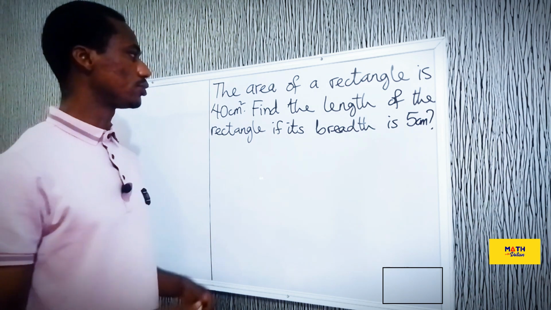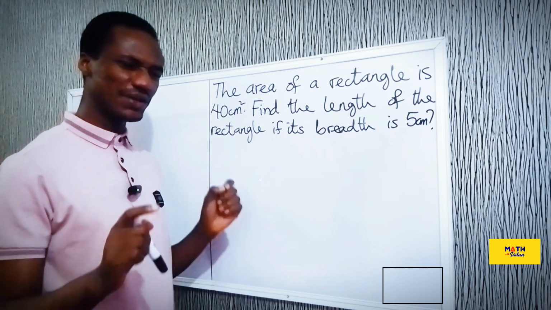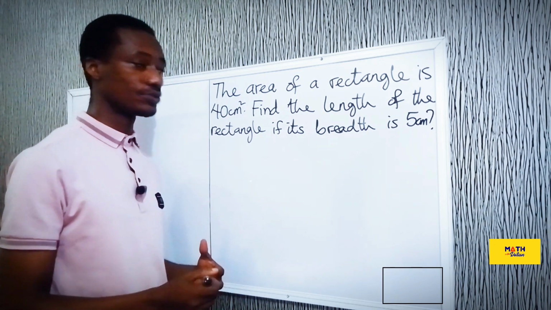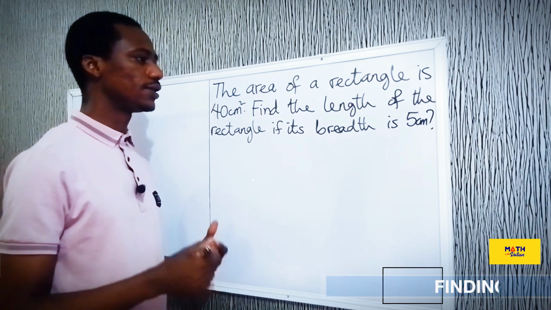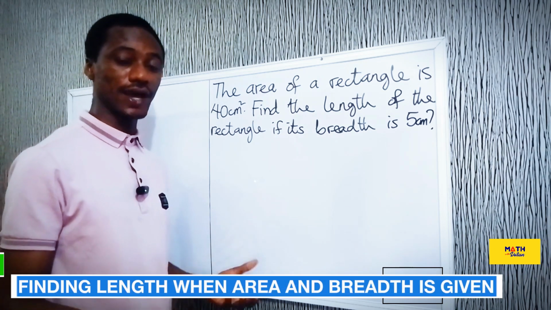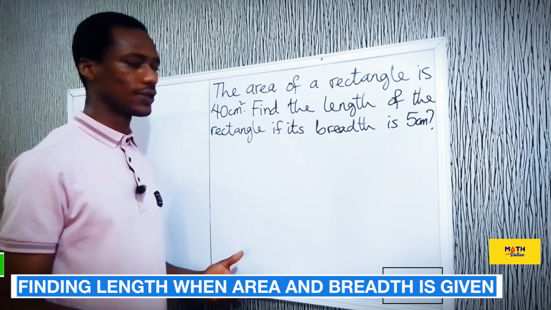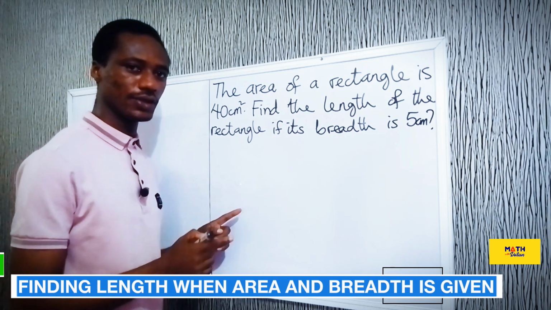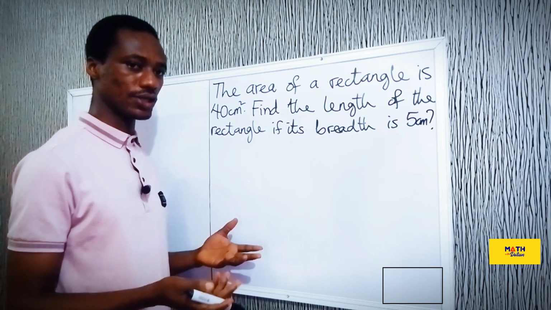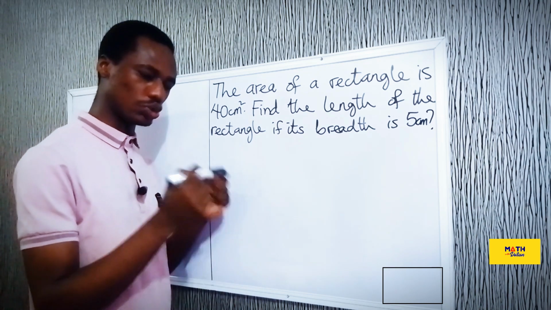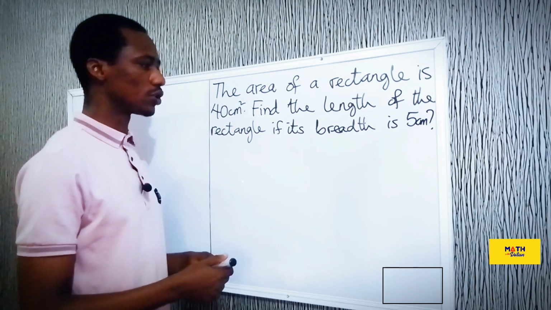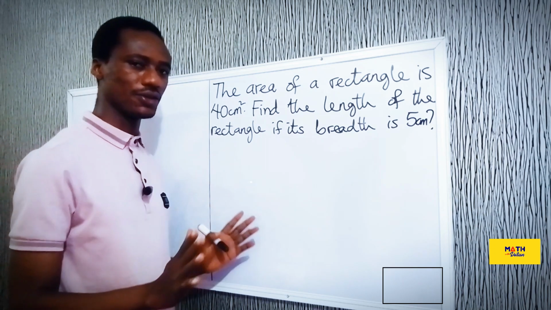Now you look at the question and read carefully. The area of a rectangle is 40 centimeters squared. Find the length of the rectangle if its breadth is 5 centimeters. When you're solving this in an exam, first you look at the things you're given and what you are to do. What exactly are you to find? What are you looking for? The main question is: find the length.